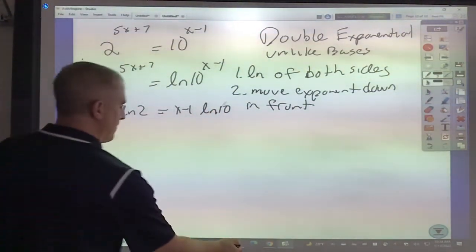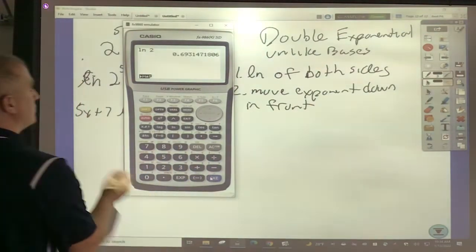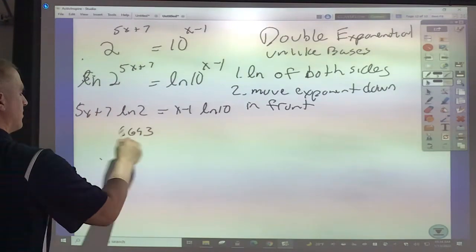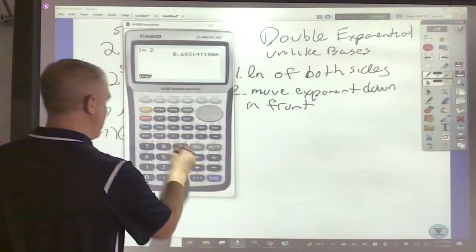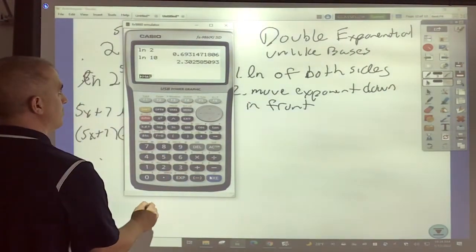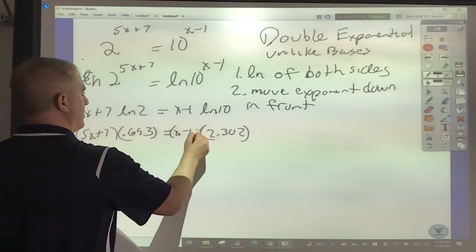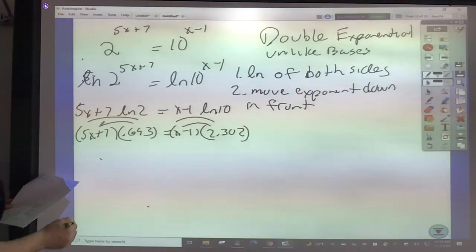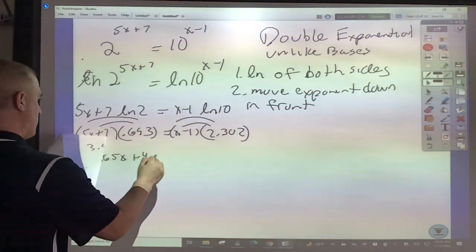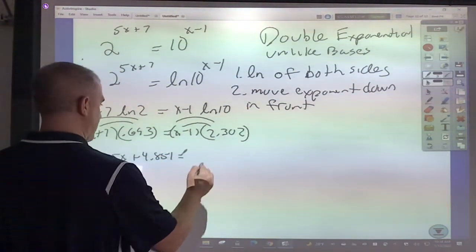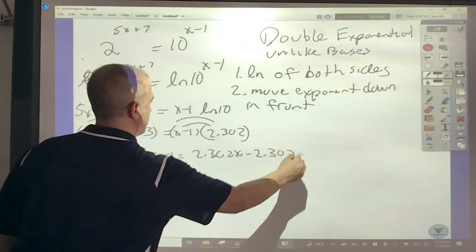And then I'm going to figure out what the natural log of 2 is. Natural log of 2, which is 0.693. This is going to be 5x plus 7. I'm going to take the natural log of 10, which is 2.302, and I'm going to distribute that. Okay? So trust me on the calculations here. That's 3.465x plus 4.851, okay, equals 2.302x minus 2.302, okay?